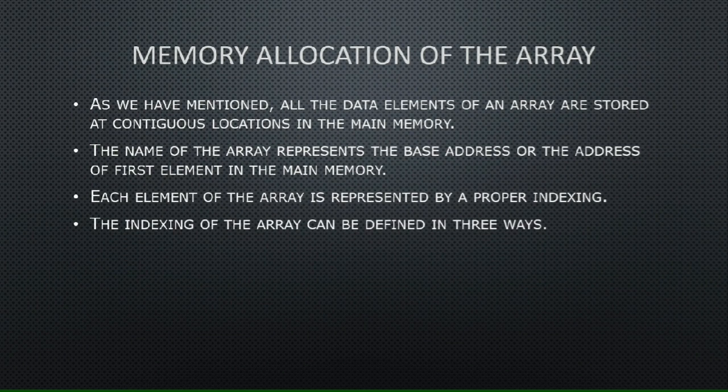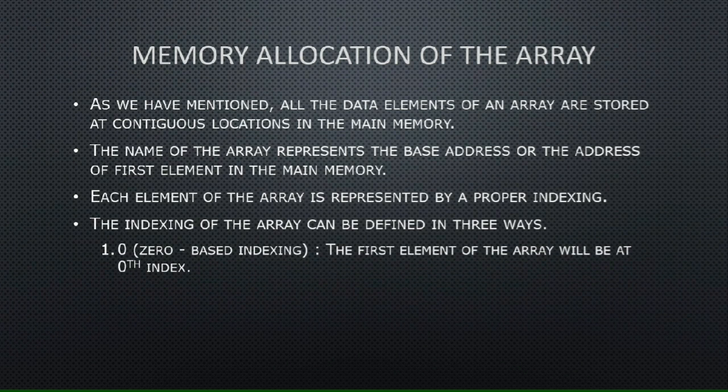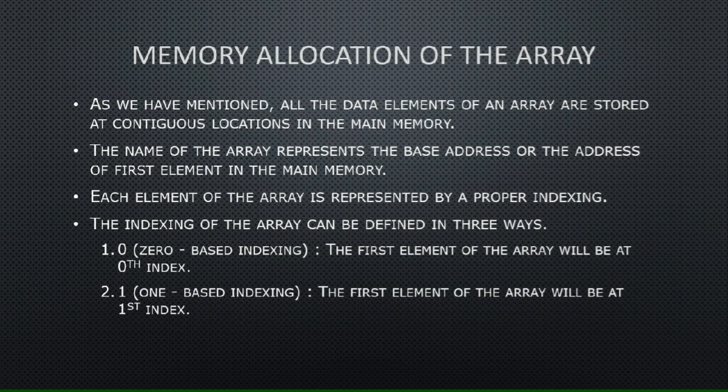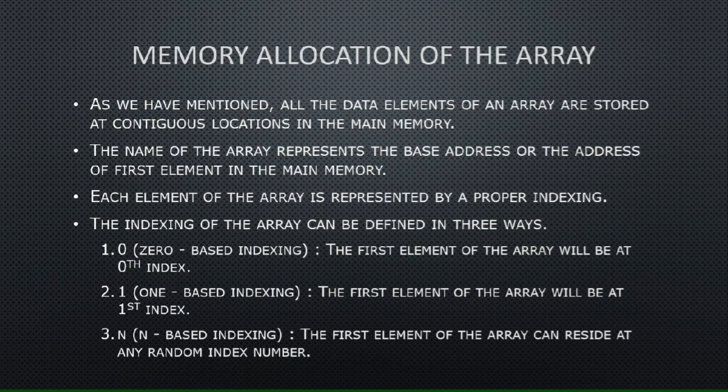The indexing of the array can be defined in three ways. The first one is zero-based indexing. In this, the first element of the array will be at the zeroth index. The second one is one-based indexing. In this, the first element of the array will be at the first index. And the last one is n-based indexing. In this, the first element of the array can reside at any random number index.